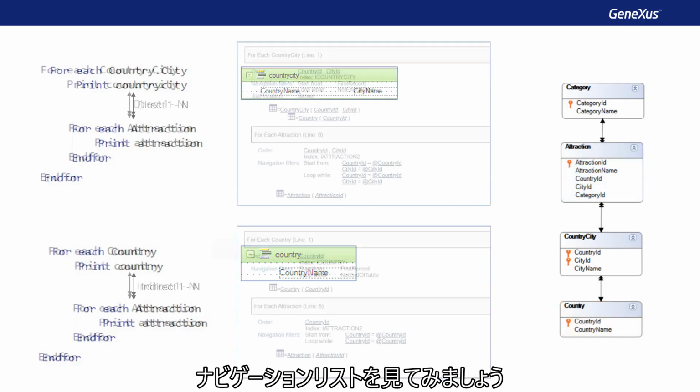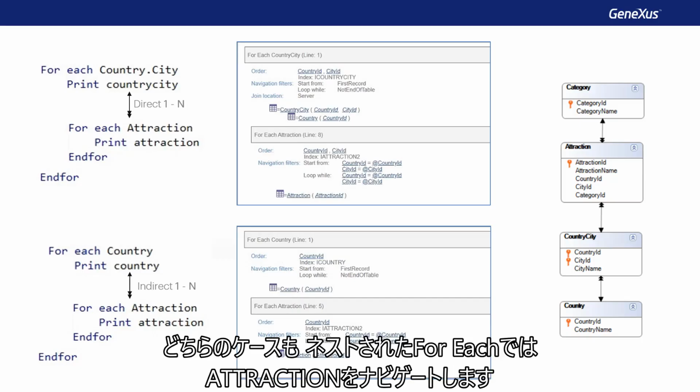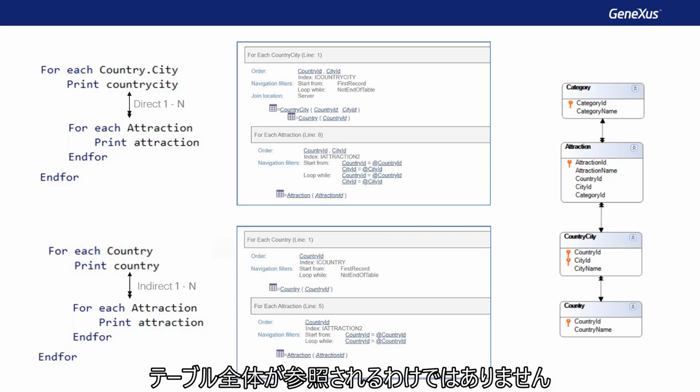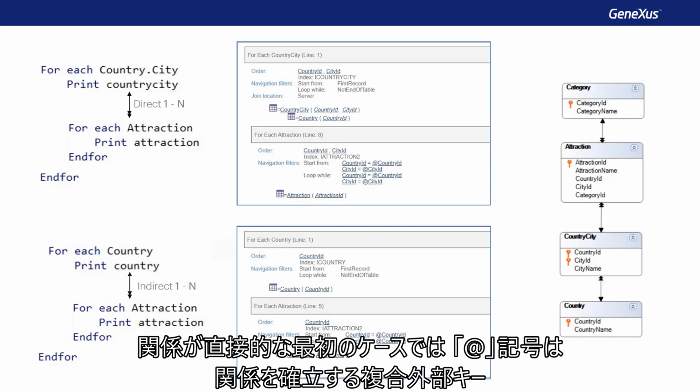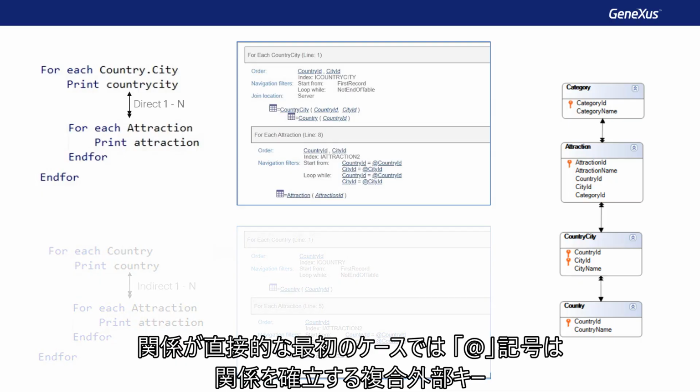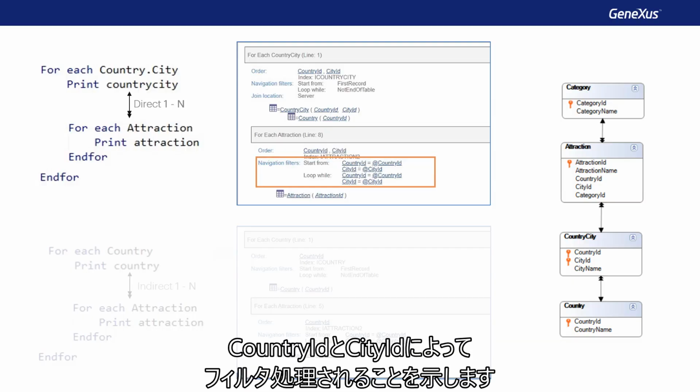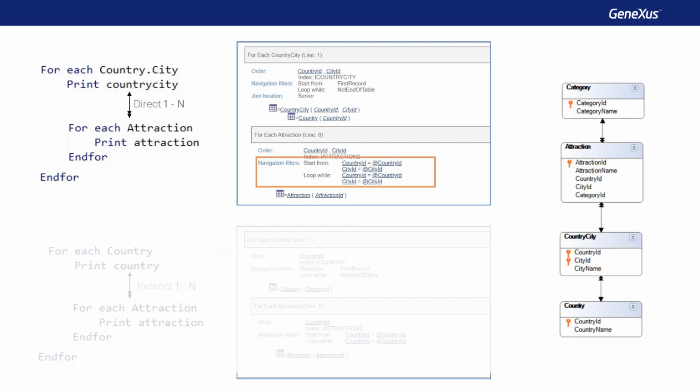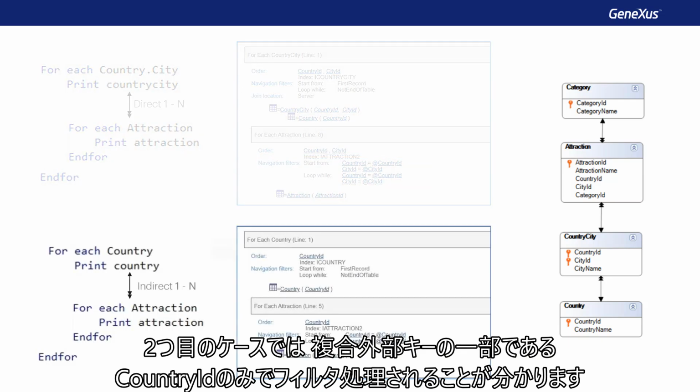Let's look at the navigation lists. For the nested for each, which in both cases navigates attraction, the entire table is not run through. Note that in the first case, where the relationship is direct, the @ sign indicates that it will be filtered by the composite foreign key that establishes the relationship, country ID and city ID. In the second case, we see that it will be only by country ID, which is part of the composite foreign key.